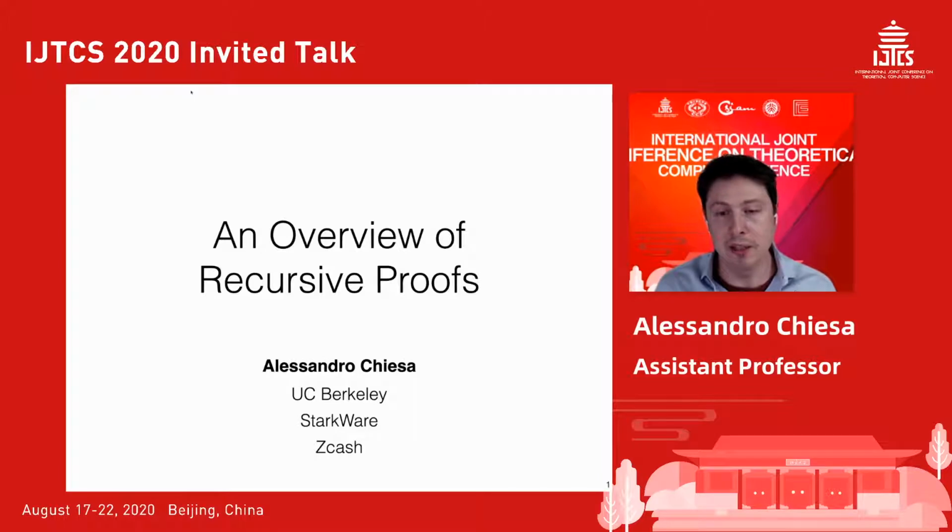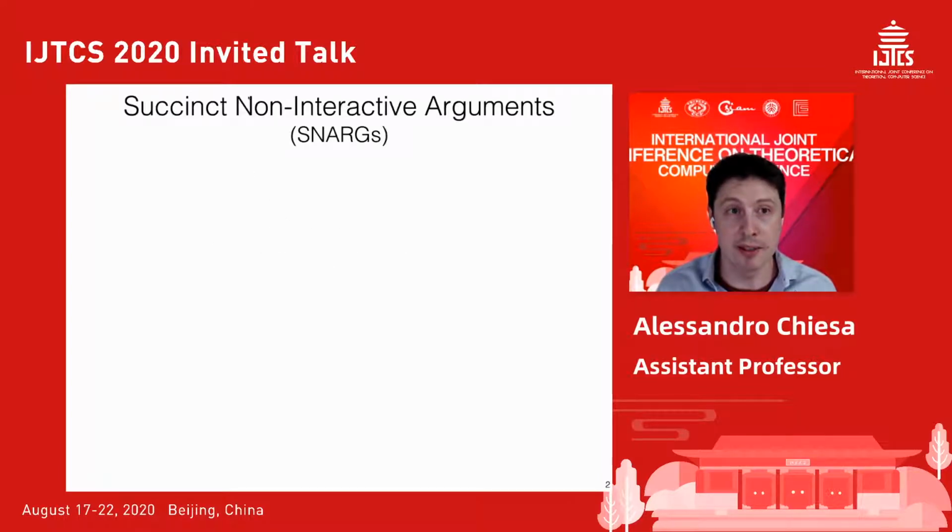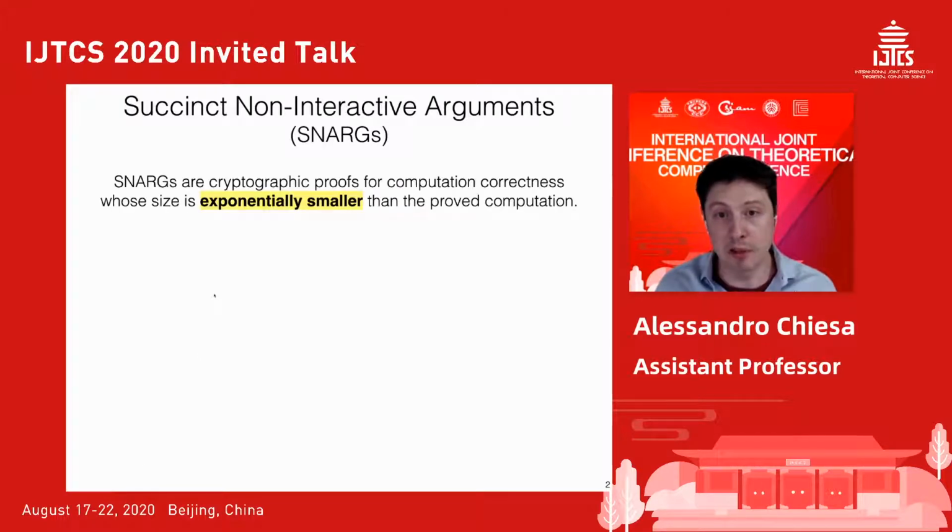In order to explain what recursive proofs are, I have to first tell you what a succinct non-interactive argument is, okay? You may have seen this notion already. It goes by the acronym SNARG. These are cryptographic proofs for computation correctness whose size is exponentially smaller than the proof computation.